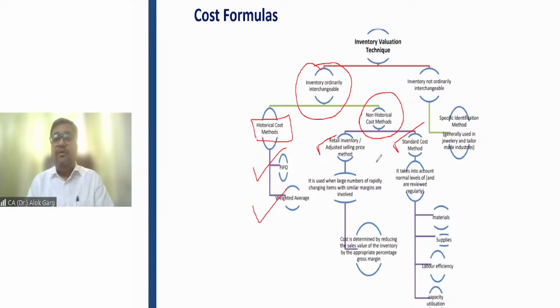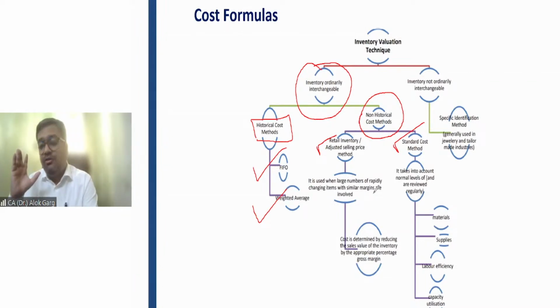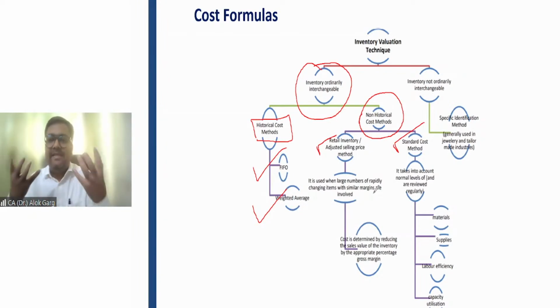Because it is very difficult to calculate by FIFO method or by weighted average, normally what they do is apply the retail sale price method. It is used when a large number of rapidly changing items with similar margins are involved. For example, these departmental stores have a policy that they have to have a margin of 10% on every product. So how will they value their closing stock? Simple. They will start from their sales value.